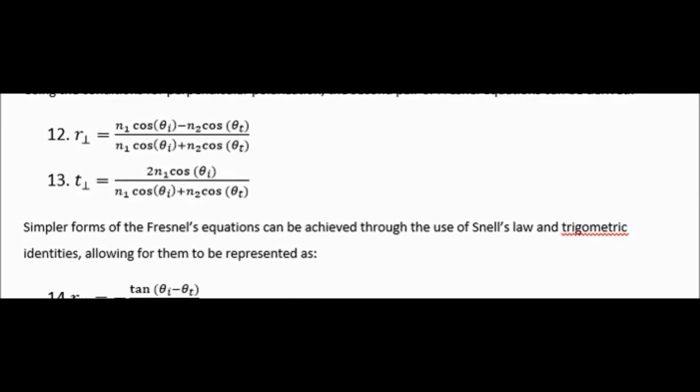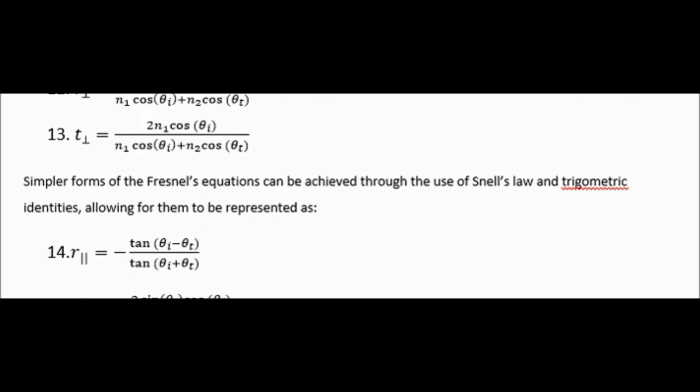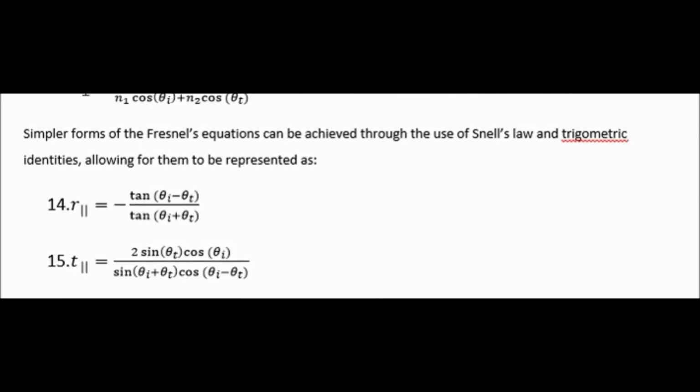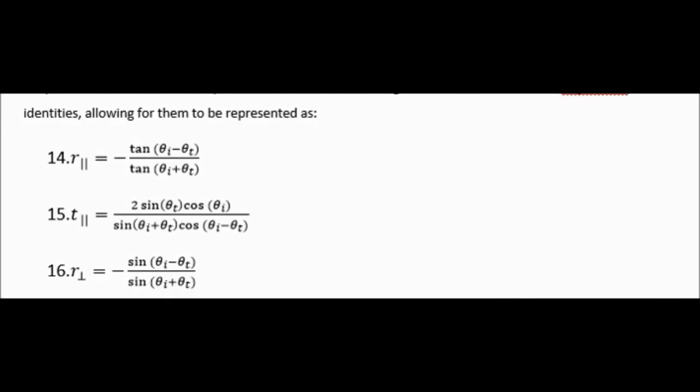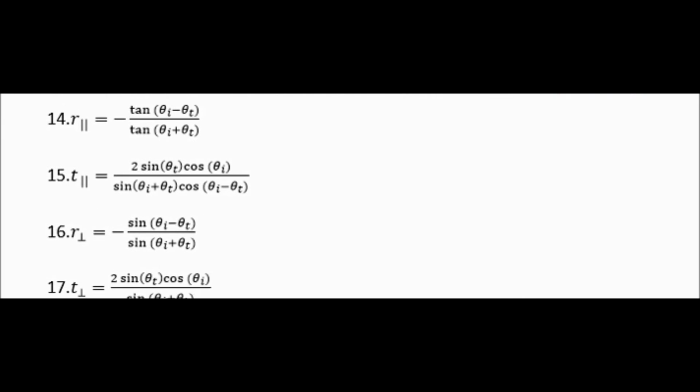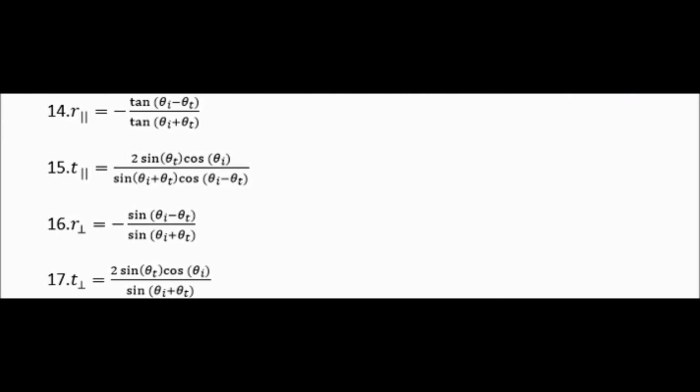Now, these four equations we've derived here are fairly nasty, so what we can do is simplify them a little. To do this, we're going to use Snell's law and put the equations totally in terms of one material or another. We're also going to accompany these with the trigonometric identities, which give us our final equations. These equations describe the behavior of light as it moves between materials with different refractive indices.